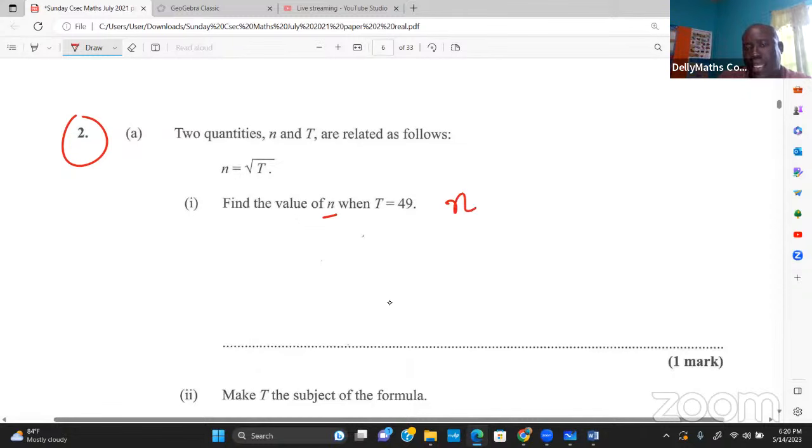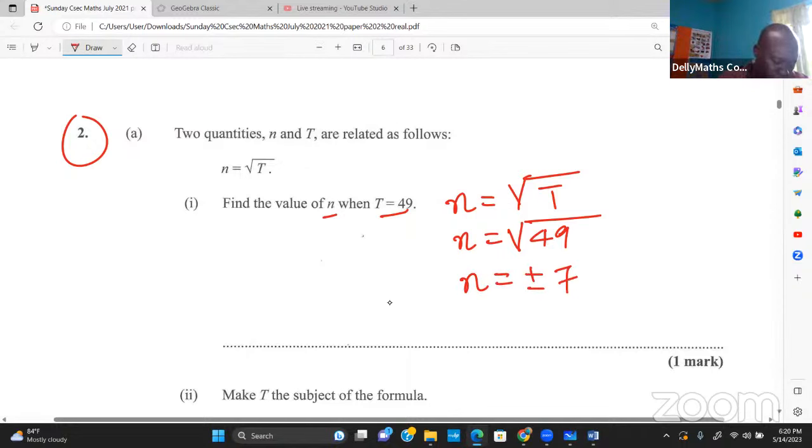Remember that they told us that n is equal to the root of t. So if t is 49, we're substituting 49 for t. What's the root of that? n is equal to plus or minus 7, right? Whenever I'm taking the square root of a number, I normally put the plus or minus in front of it, unless I'm advised otherwise. So plus or minus 7. 1 mark, there you go.